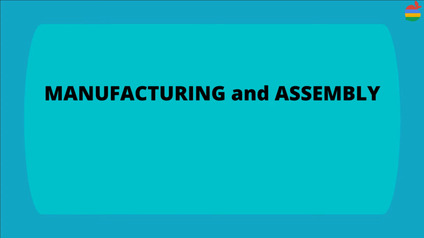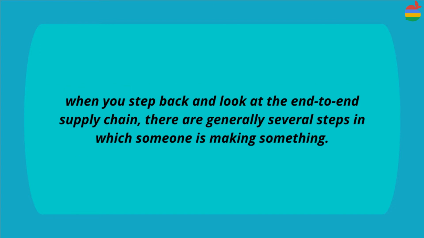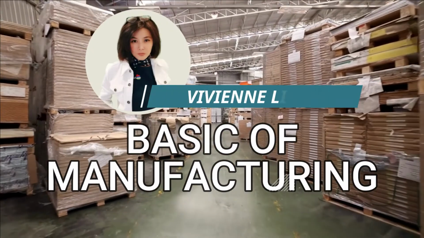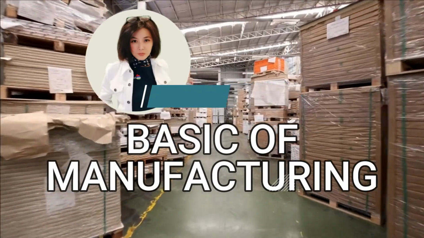Manufacturing and assembly are processes where products get made and where lots of the value is created in any supply chain. And when you step back and look at the end-to-end supply chains, there are generally several steps in which someone is making something. In this video, we will share the basics of manufacturing. Let's begin.